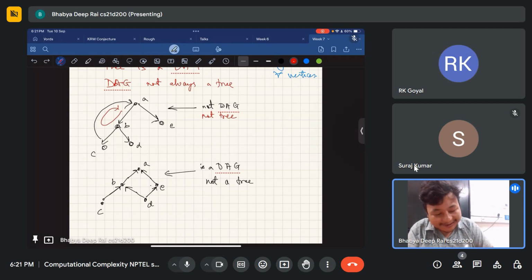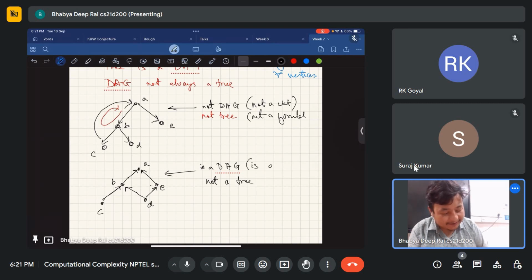Similarly, you can say this is not a circuit. And this you can say is not a formula, equivalently. And you can say this is a valid circuit. And here you can say not a formula.